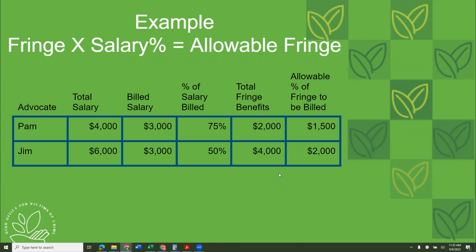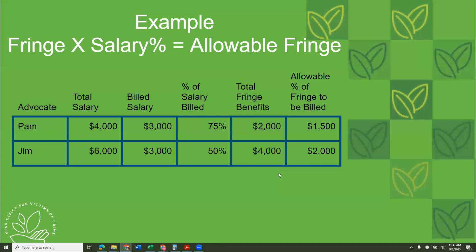So if you have Pam, who's your advocate, and Pam is paid $4,000 for the period of billing, but you only bill $3,000 of Pam's salary to your grant, that means that you've billed 75% of Pam's salary. Pam has a total amount of benefits at $2,000. So you take that $2,000 times the 75%, which gives you the $1,500 as the maximum amount of allowable fringe to be billed.